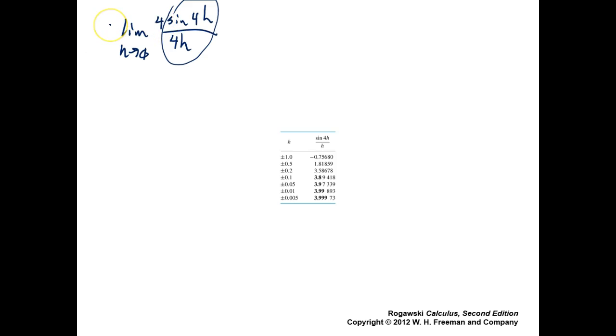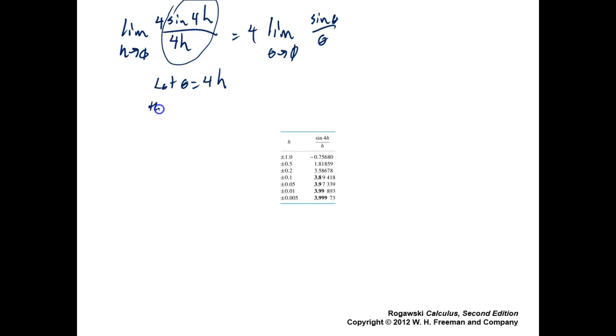The 4, that's just a constant. You can bring that on the outside, and that's 4 times the limit. Now here's what the book does. They change the 4h to be theta, okay? And if 4h is theta, as h is going to 0, then theta is also going to 0. I don't think it's necessary to do this, but you can. And the 4 is on the outside, and then this would be sine theta over theta. Basically our substitution here was let theta equal 4h.